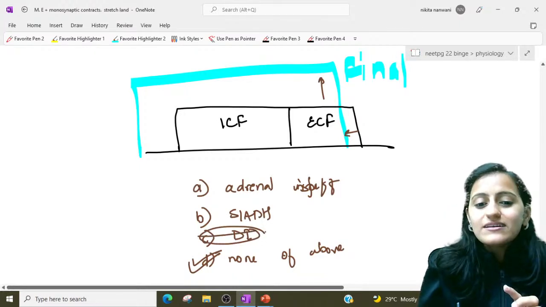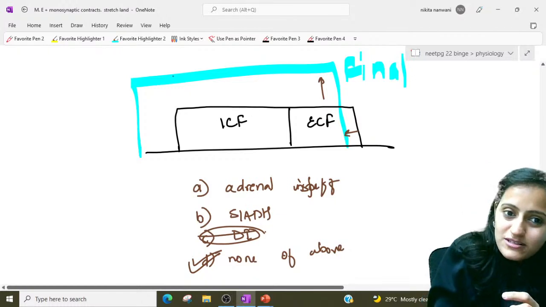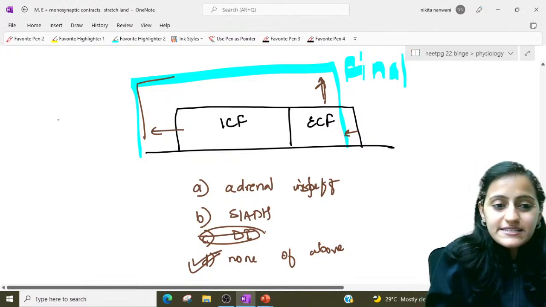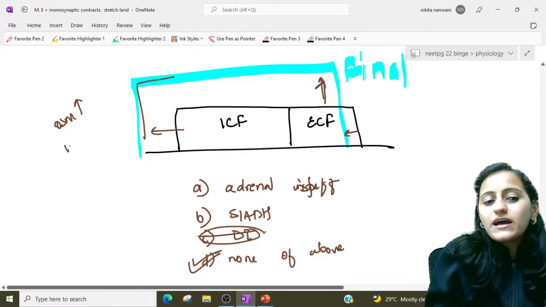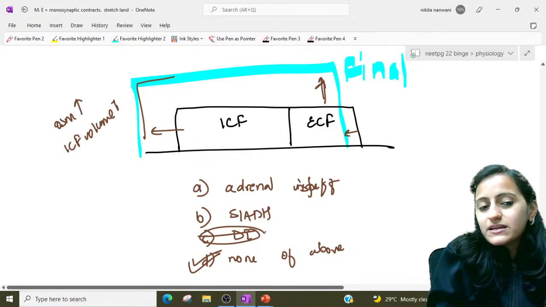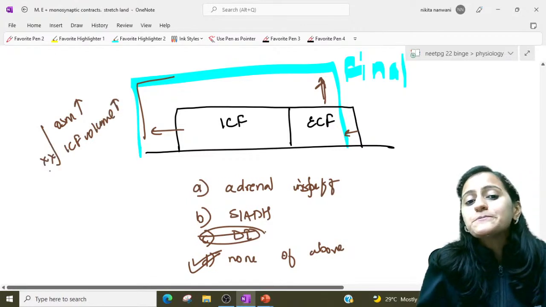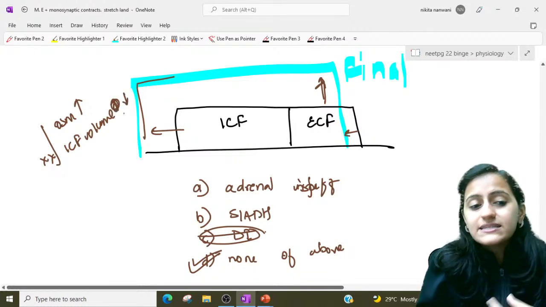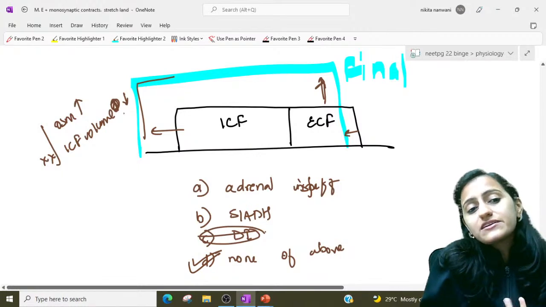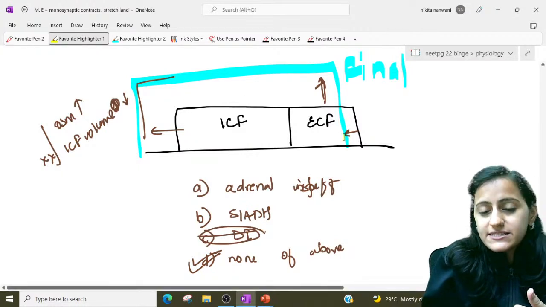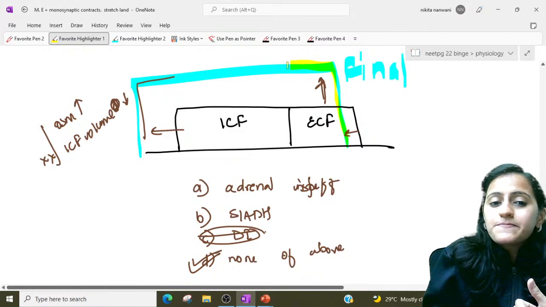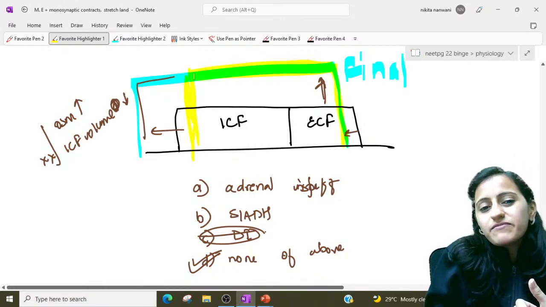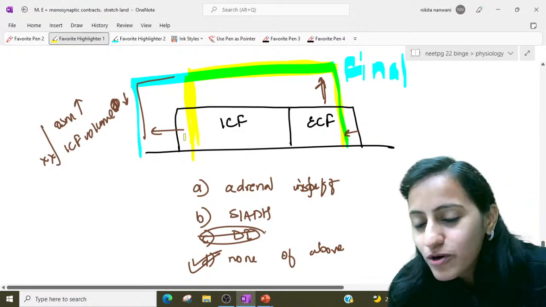Why is it not the none of the above? Because can you also see that the ICF volume is increasing? Osmolarity is increasing. Can both osmolarity increasing and ICF volume increasing happen? No, we said that both of them are opposite. If the ECF osmolarity is increasing, the ICF volume should decrease. So in diabetes insipidus, the diagram should be like this, with water going from both.